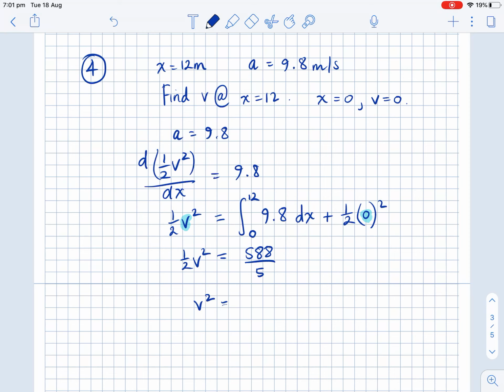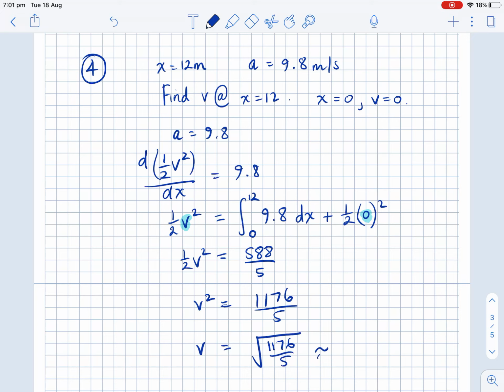Then double it, which is going to give me 1176 on 5. Sorry, my by hand maths was wrong there. And then take the square root, and we only need the positive square root because we're assuming the velocity is only increasing. It's not going to be a negative velocity.